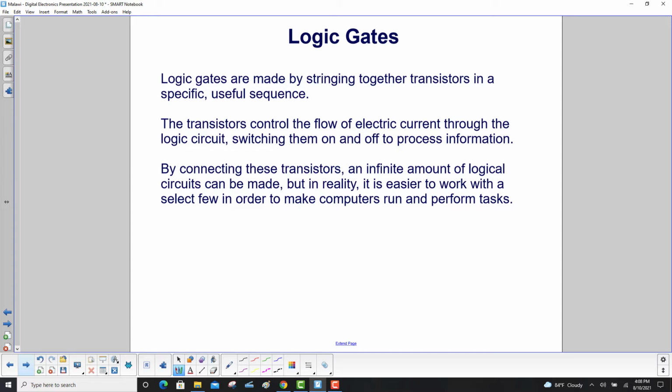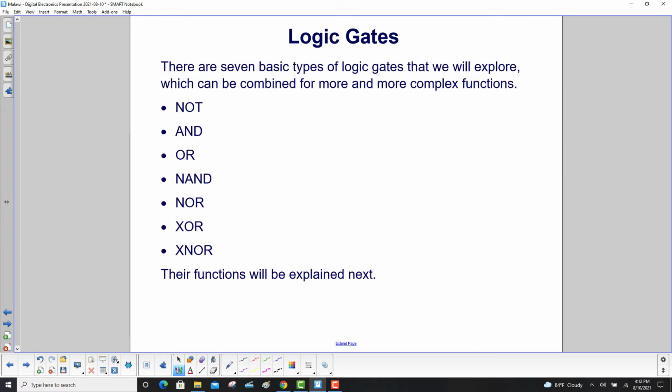But in reality, it is easier to work with a select few in order to make computers run and perform tasks. There are 7 basic types of logic gates that we will explore, which can be combined for more and more complex functions: NOT, AND, OR, NAND, NOR, XOR, and XNOR. Their functions will be explained next.